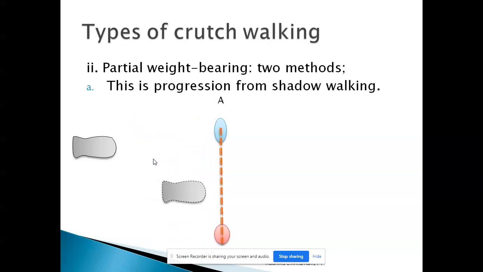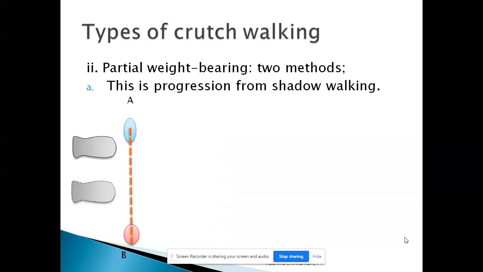Placing some amount of weight on the affected leg, equally divided between the affected leg and the two crutches. Hence it is known as partial weight bearing, followed by the good leg, which is placed ahead of the imaginary line. So the good leg is doing swing through, whereas the bad leg is doing swing to.